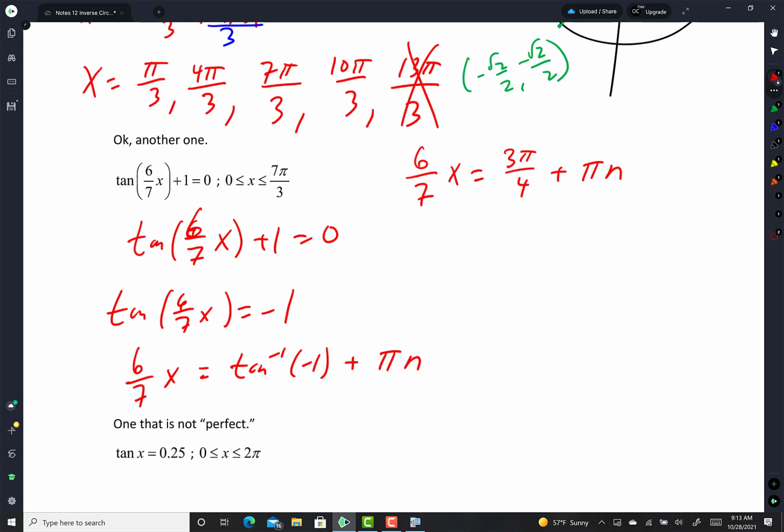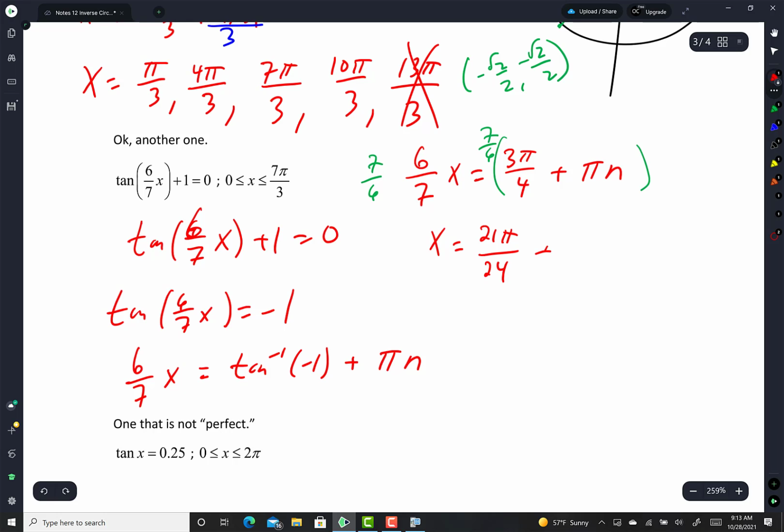Now I want to get x by itself, so what do I have to do? Multiply by the reciprocal. If you have colored pencils, this is how I would use them. X equals, let's see, nothing reduces. 7, 14, 21. 21 pi over 24. Oh yeah, we could have done this. 3 goes into 6 two times. So 7 pi over 8 plus 7 pi n over 6.